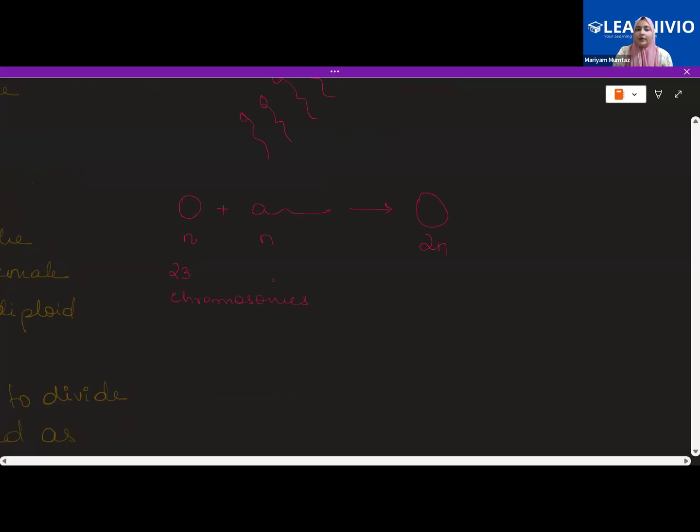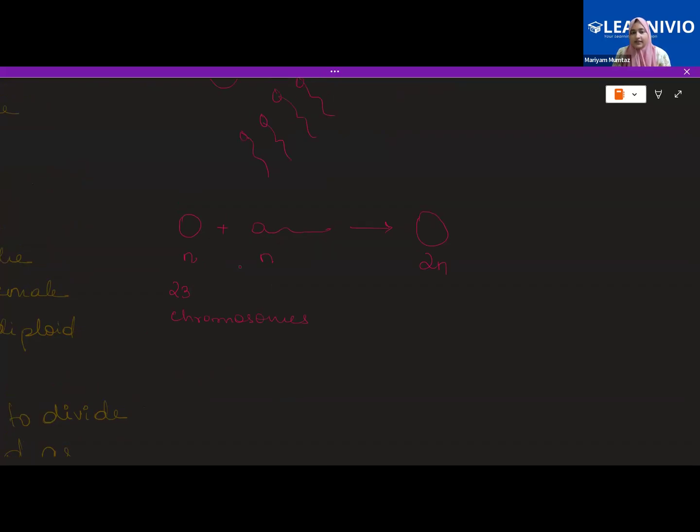And then can you tell me what will be the number of chromosomes in the zygote? 23 pairs. 23 pairs, meaning 46 chromosomes. Clear? So that is the case for a diploid cell.